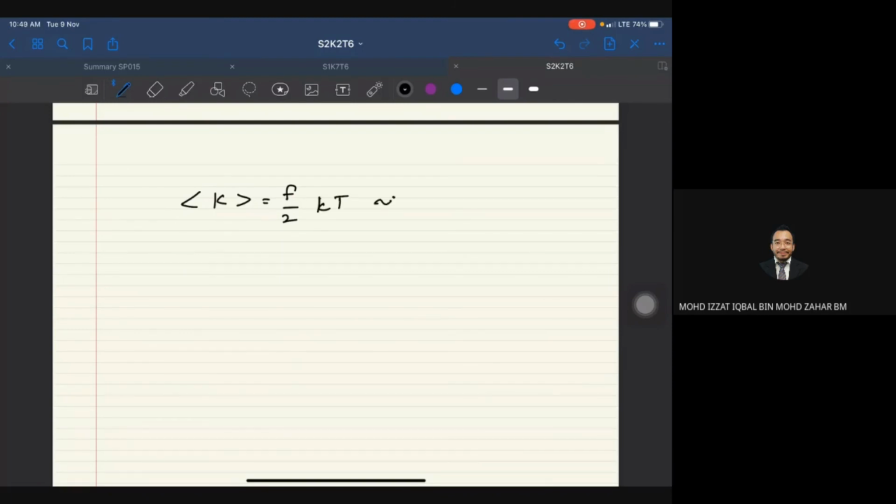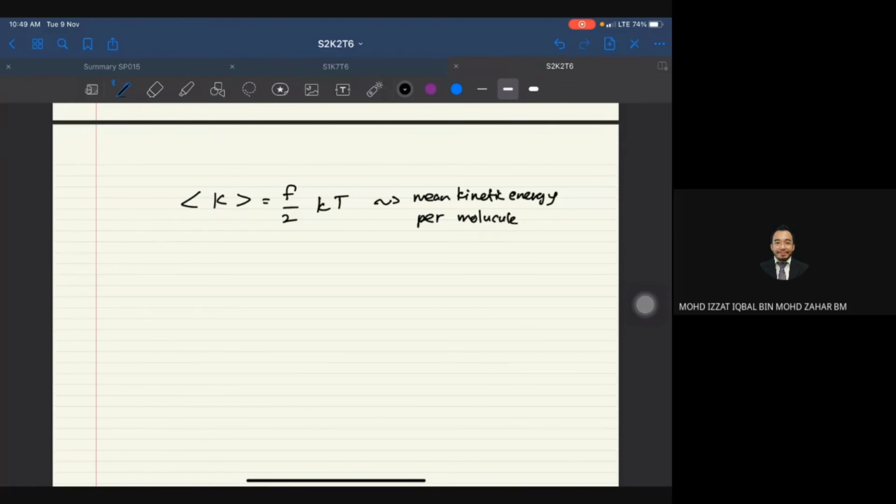Okay, ini adalah mean kinetic energy per molekul untuk satu molekul. Dari tadi kita cerita pasal molekul kan, so dia adalah untuk satu molekul.